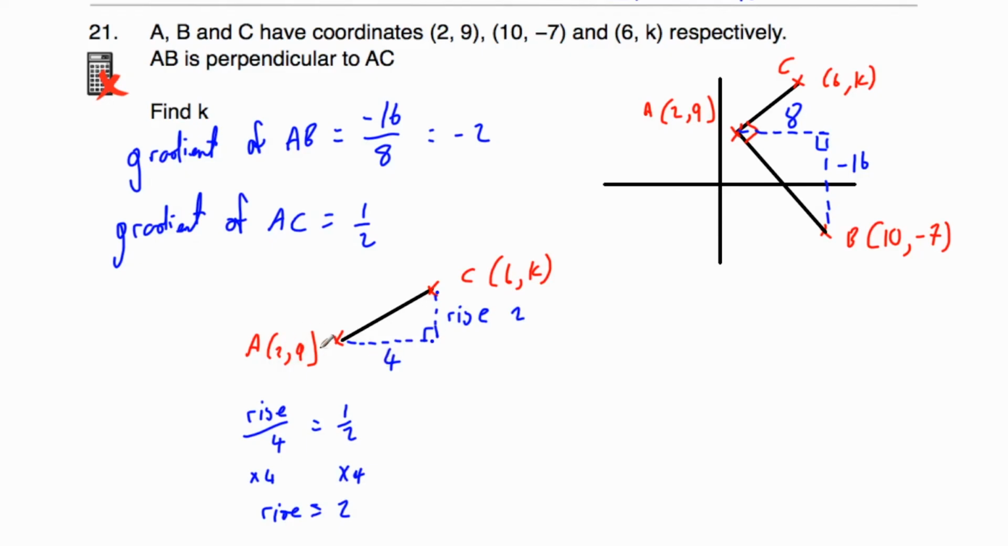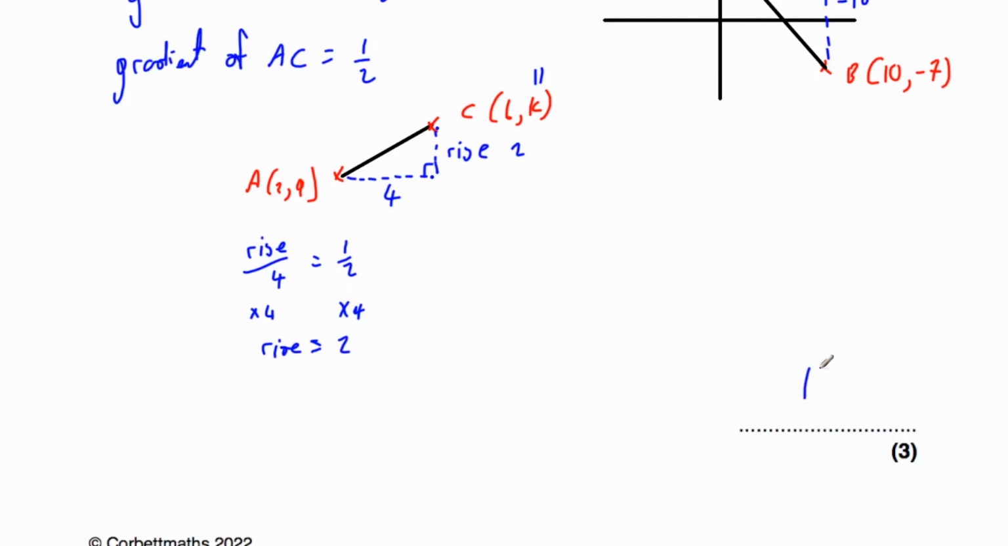So we know the point A had a height of 9, so if we go up 2, that means that K must be 11. So that means that the value of K is equal to 11, and that's it.